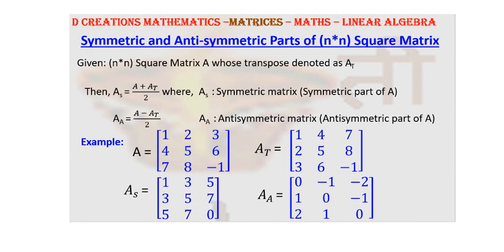So basically, when you want to find symmetric and antisymmetric parts, you have to add or subtract the transpose and divide by 2, as the case might be. If it's a symmetric part, you have to add A plus A transpose divided by 2. And if it is antisymmetric, you have to subtract the transpose from the original matrix and divide by 2. So it's a simple procedure, and you can of course try out the proof also. That is also very, very simple.